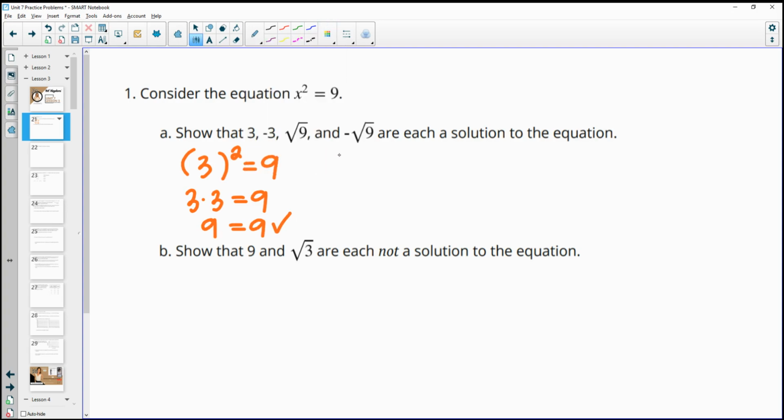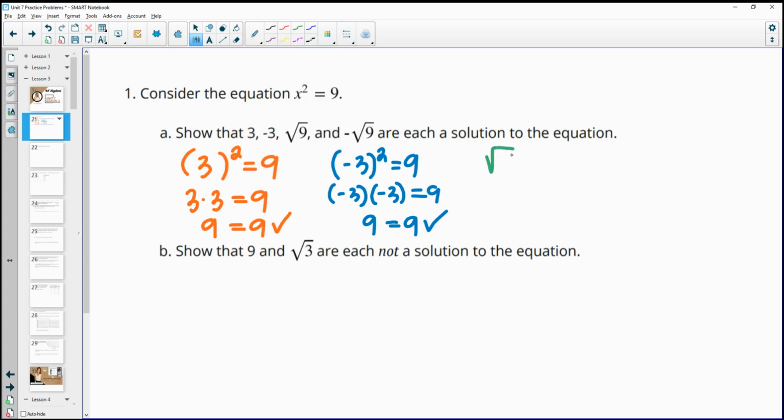Then negative 3, I'll do the same thing. So negative 3 squared, does that equal 9? If so, it's a solution. So here we have negative 3 times itself. So negative 3 times negative 3. And negative 3 times negative 3 is positive 9, which shows that both sides of these equations are the same. And so that would be a solution.